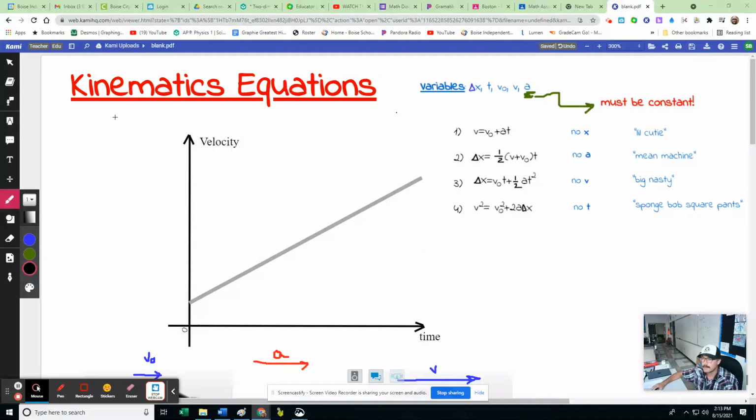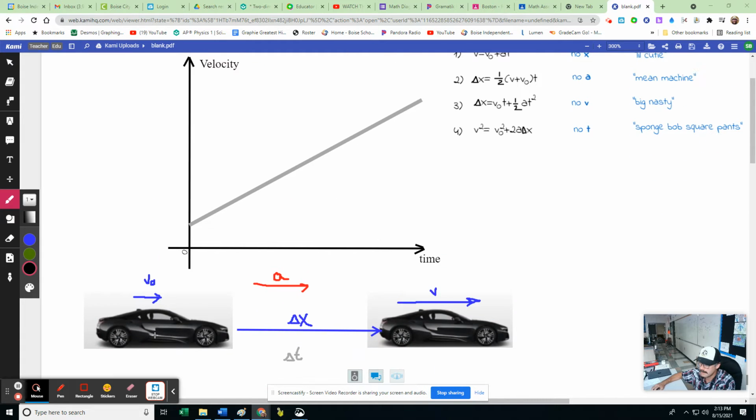Hello, I would like to present proofs of the four kinematics equations we typically use in AP Physics, when we're first learning about kinematics, the study of motion. Our premise is we have a car or something, it could be anything, and it's initially moving with some initial velocity V0, and it accelerates in the same direction it's moving.